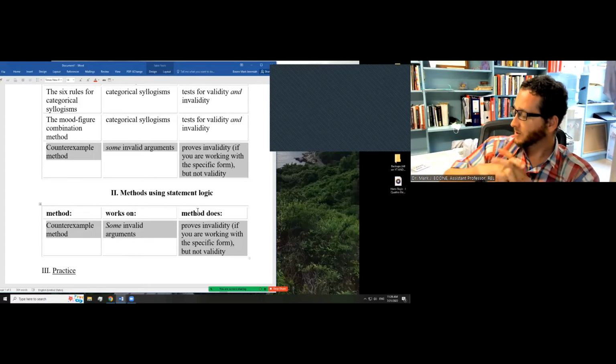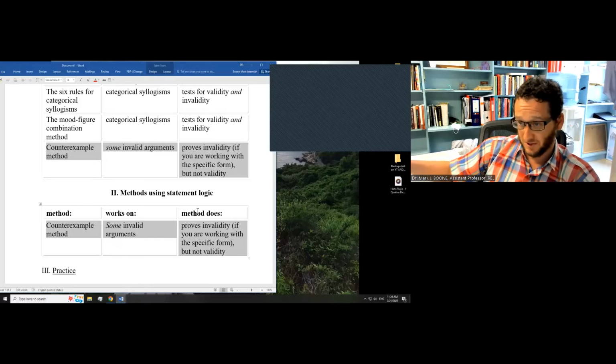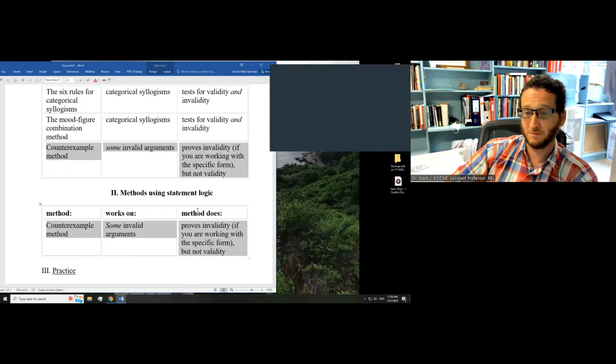So in other words, you can use the counterexample method on bad arguments to show that they're bad, but you can't use it on good arguments to show that they're good, at least not very reliably. And also you have to have the specific form, which is to say an argument is valid or invalid depending on the way we're reasoning about things, not the things we're reasoning about. It depends on the structure of the argument or the form of the argument, the pattern of the argument. It depends on how the argument does reasoning, not the things the argument is reasoning about.